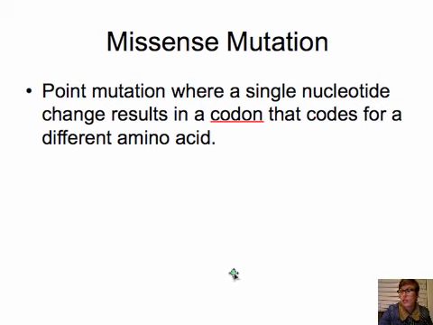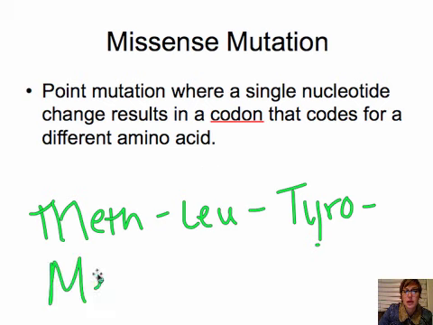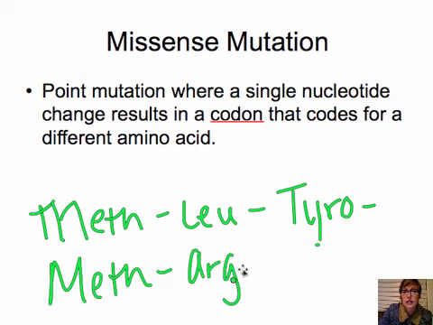A nonsense mutation is not to be confused with a missense mutation. A missense mutation is less severe, I would say, but could be equally as detrimental. A missense mutation is a point mutation where a single nucleotide change results in a codon that codes for a different amino acid. So if our amino acids read methionine, leucine, tyrosine, we could have a change of a codon, and instead it reads methionine, arginine, tyrosine.